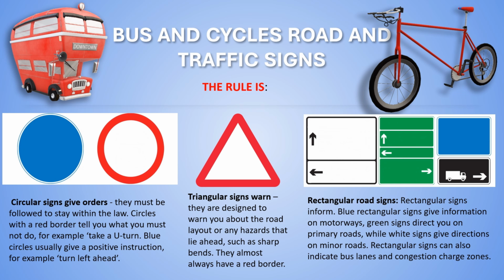Rectangular road signs inform. Blue rectangular signs give information on motorways, green signs direct you on primary roads, while white signs give directions on minor roads. Rectangular signs can also indicate bus lanes and congestion charge zones.